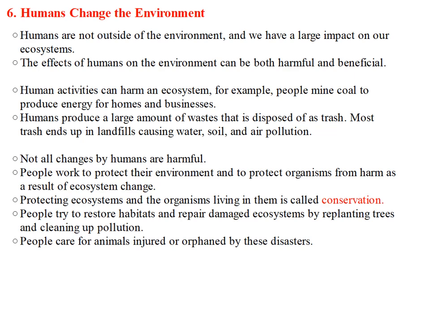We have to know that not all changes by humans are harmful. People work to protect their environment and to protect organisms from harm as a result of ecosystem change. Protecting ecosystems and the organisms living in them is called conservation. For example, people try to restore habitats and repair damaged ecosystems by replanting trees and cleaning up pollution. Another example, people care for animals injured or orphaned by these disasters.